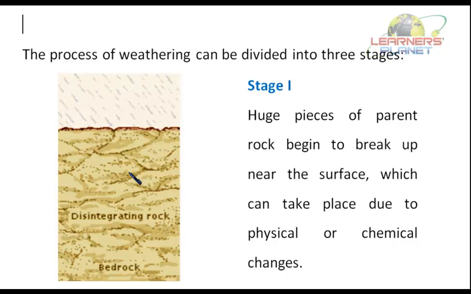So in the first stage, huge pieces of parent rock begin to break up near the surface, which can take place due to physical or chemical changes. Means, this disintegrating of rock can take place, or the huge pieces of parent rock begin to break up into smaller pieces by some natural forces such as wind, water, frost, roots of plants, etc.